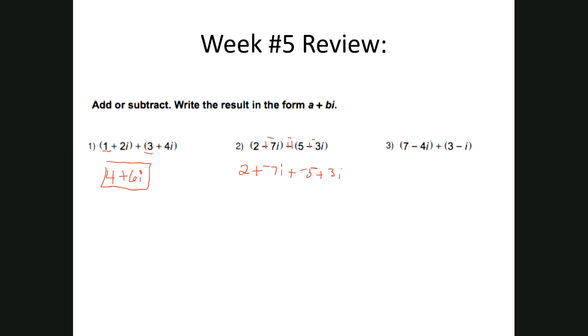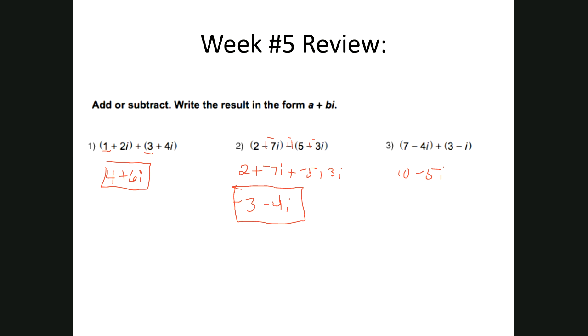Now I just add just like normal. 2 plus -5, that's -3. -7i plus 3i, that gives me -4i. Another addition one, so 7 plus 3, that's 10. -4i plus -1i is -5i. So you can add and subtract imaginary numbers just like it would any other variable.